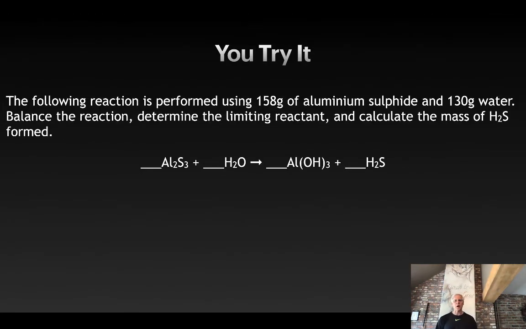So here's one for you to try. We've got a reaction that uses aluminum sulfide and water. We want you to balance the reaction. Notice that we've got the lines in front there. So balance that reaction, determine the limiting reactant, and calculate the mass of H2S that you would expect to form. So calculate that theoretical yield of H2S.